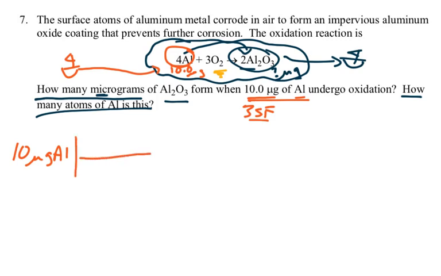Now, we first have to get to grams, because that's how molecular weights work. So let's just get to grams. So remember, keep it positive. 1 times 10 to the 6 micrograms of aluminum, 1 gram of aluminum. And then aluminum is 26.98.